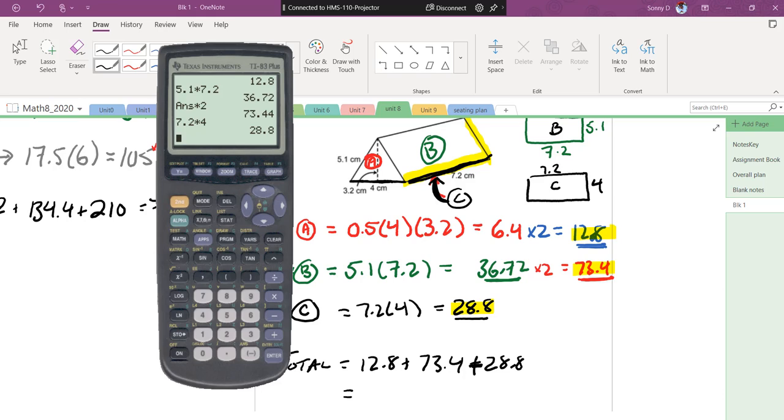Right, so practice this on your calculator because that's where your errors are going to happen with this. How do you store numbers in your calculator? Or how are you writing things down? Right? So the answer is 115.